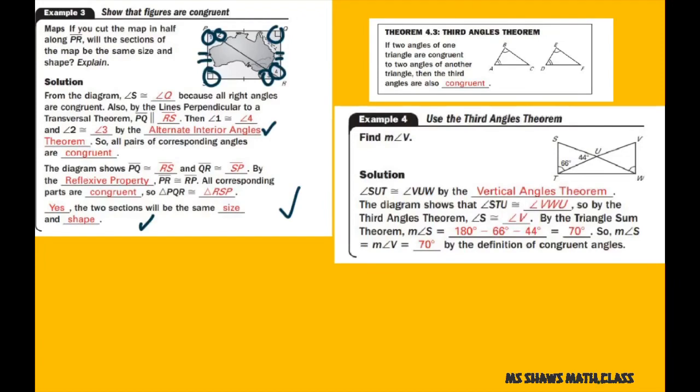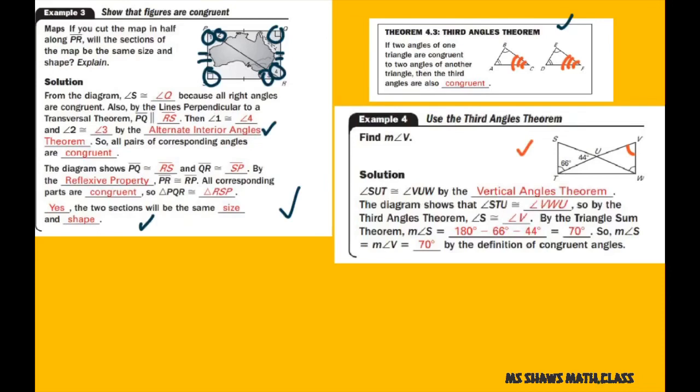Okay, and then we have this third angles theorem. So basically it's saying that if two angles in one triangle are congruent to two angles in another, then it follows that the other angle is congruent. So we have this, and that means C is congruent to F. That's the third angles theorem. So we're using this to find the measure of V.